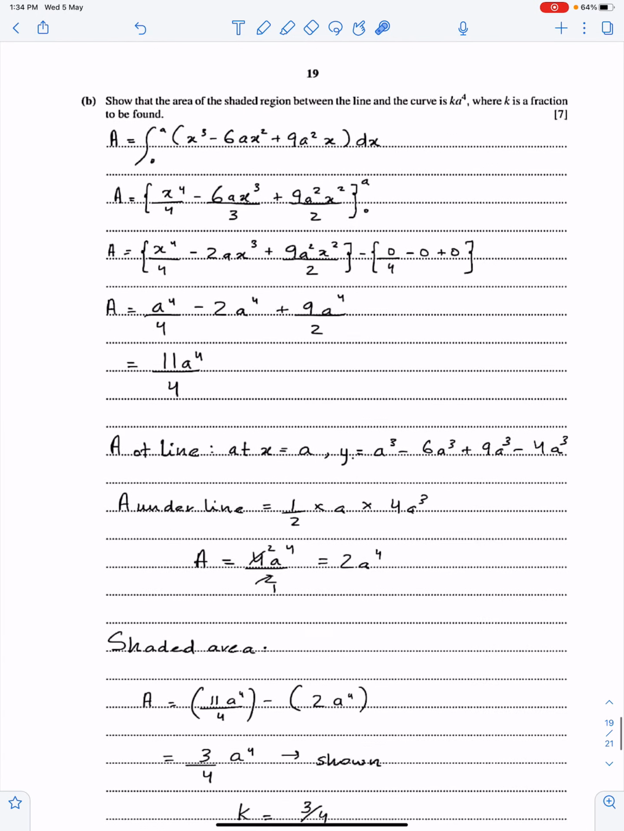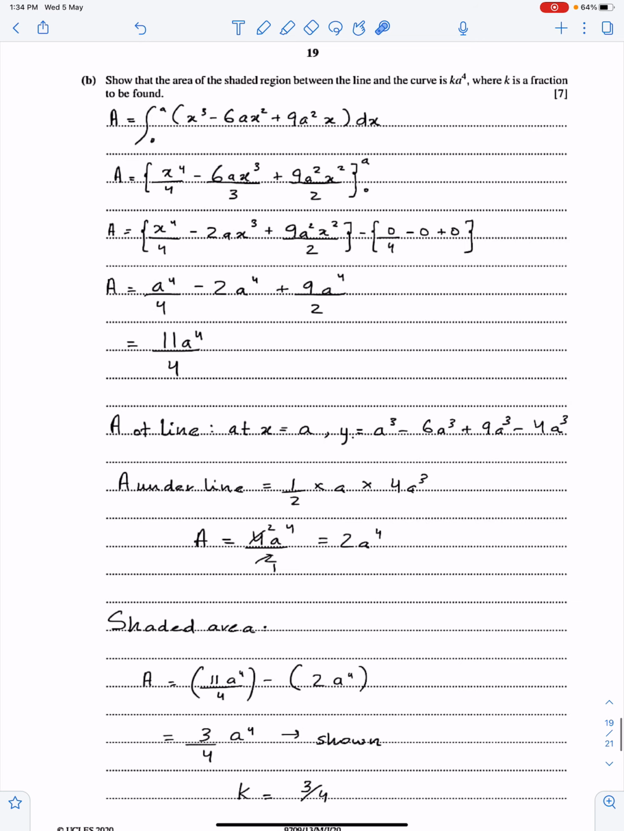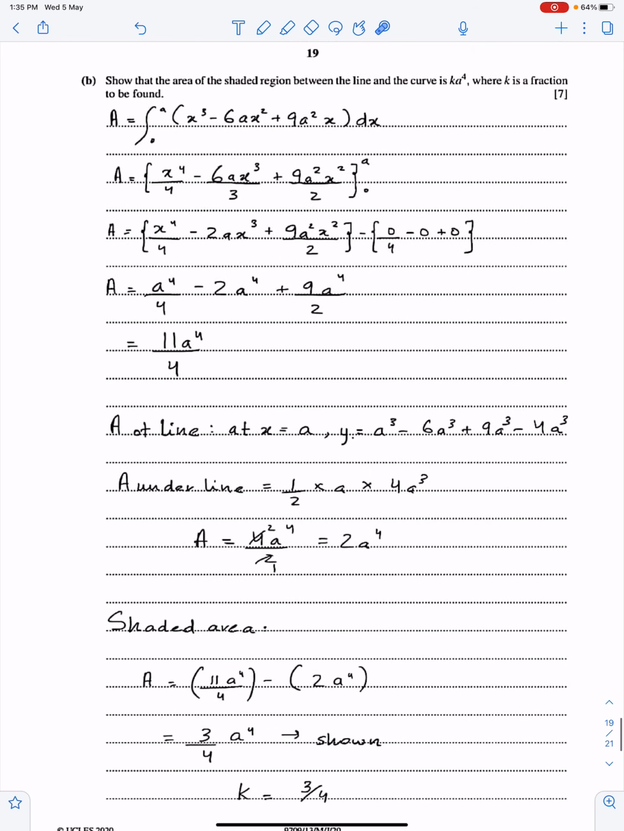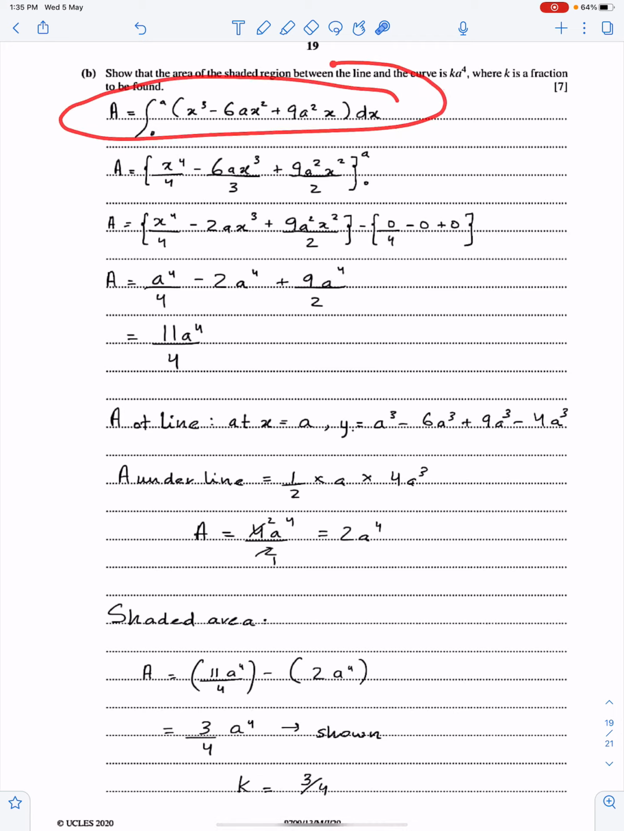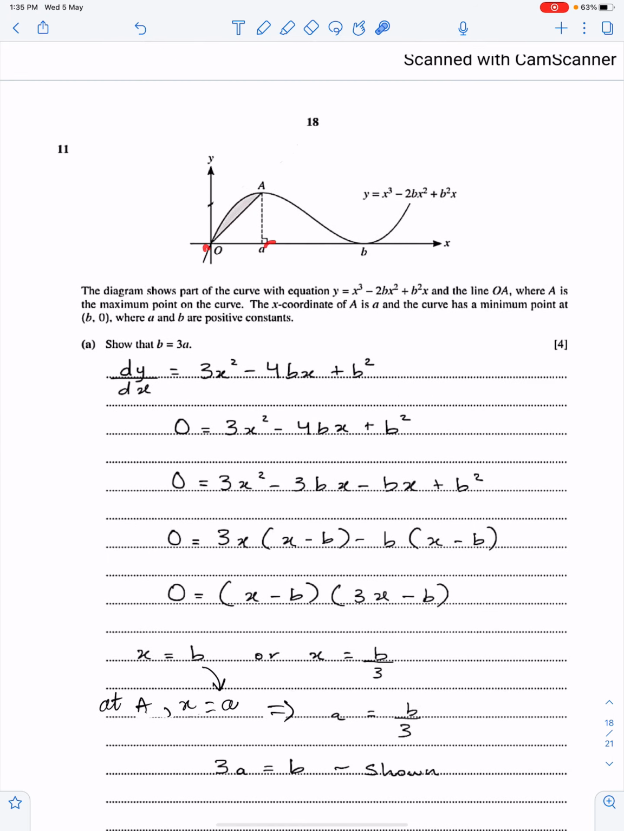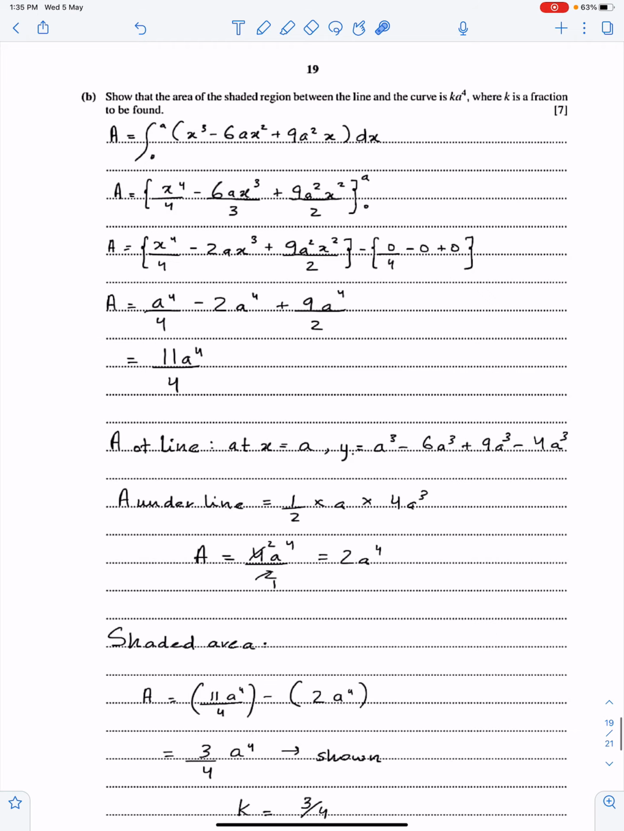Now we need to find the area. Show that the area of the shaded region, which is the area under the curve minus the area of this triangle. This area can be found by subtracting the area of the triangle from the area under the curve. So this will give you the area under the curve, 11A power 4 upon 4. The limits are 0 to A. This is the area under the curve.